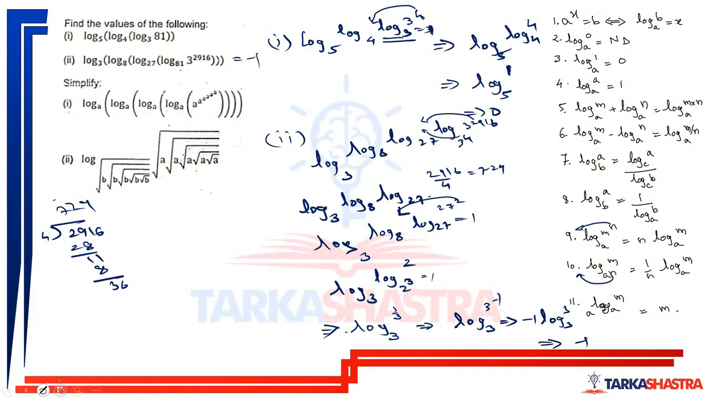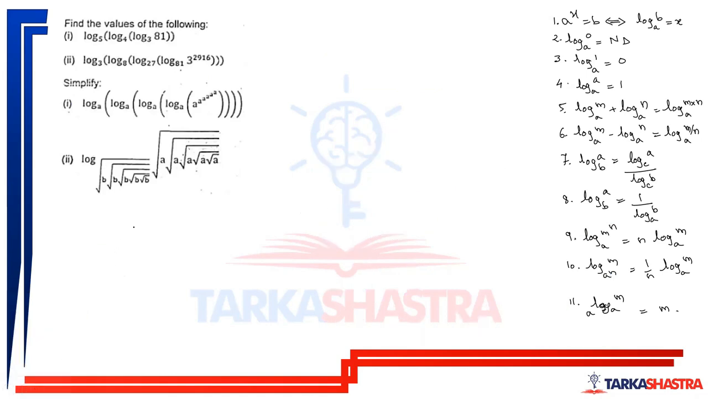Moving forward, we have to simplify this. This is very easy. This a to the power a to the power a to the power a will come out, and we'll be left with log a to the base a, which is 1. Now these 4 will come out here, and it will become a to the power a to the power a to the power a, and this log a to the base a will become 1. Then this a to the power a to the power a will come out, and this log a to the base a will be 1. Now this a to the power a will come out, and it will be log a to the base a, which is 1. So the overall answer is a to the power a.